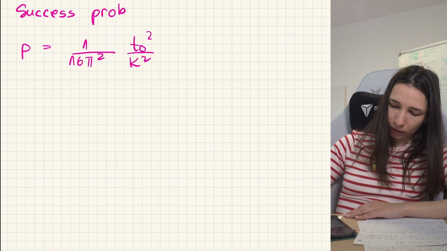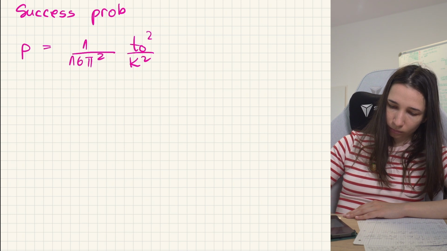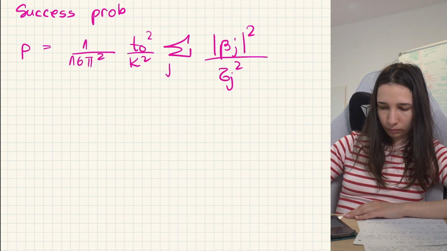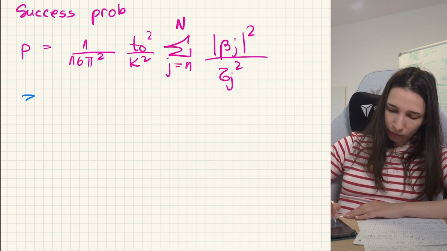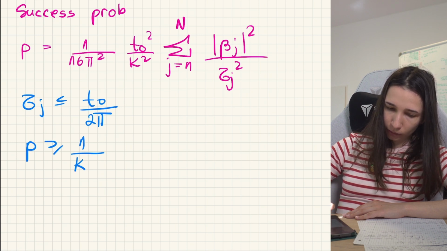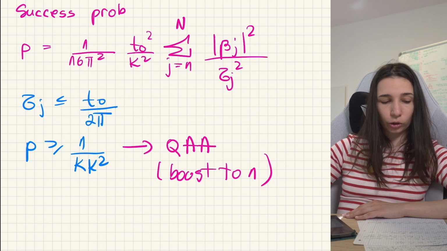where I already replaced the constant c with T0 k over 4 pi. And we have beta j tau j both squared. Now, in order to get our estimation, let's recall that tau j must be smaller than T0 over 2 pi. Hence, a lower bound on this probability is 1 over 4 k squared. And this can be boosted to 1 using quantum amplitude amplification, or some version of quantum amplitude amplification.